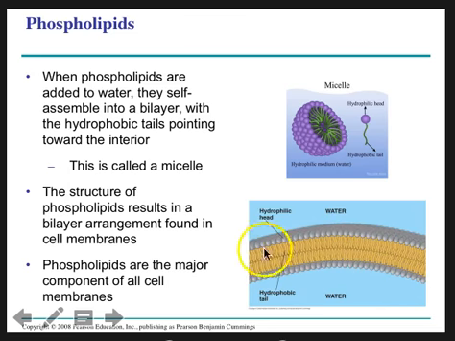This is a cell membrane, and we have a phospholipid bilayer, but I'm getting ahead of myself. So let's back up just a little bit. Let's come back up here. When phospholipids are added to water, they do a sort of self-assembly or a rearrangement. And what they do is they form into a bilayer.